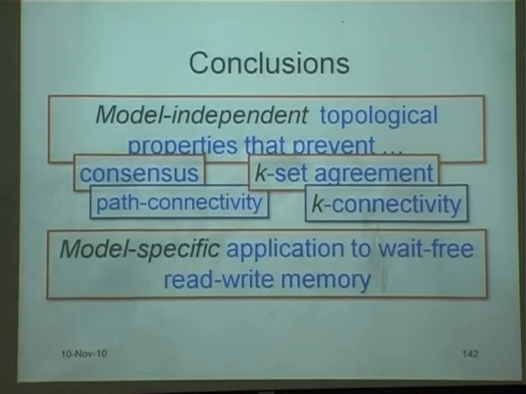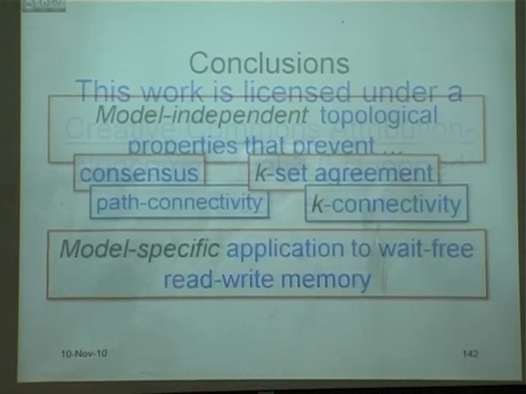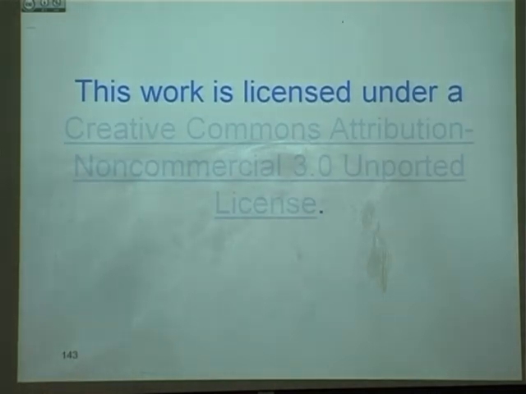Then we did model-specific applications to wait-free read-write memory. First we showed it was path-connected. Then we showed it was n-connected. But here too, the n-connected proof implies the path-connected proof. Although in each case, the path-connected proof you could do in 3 slides, this one required more like a dozen slides. But in some sense, it's a direct generalization of the earlier argument, where we reason about the pieces, we glue the pieces together, we reason about the intersections, and then we apply the nerve lemma. Okay, so that's it for connectivity.